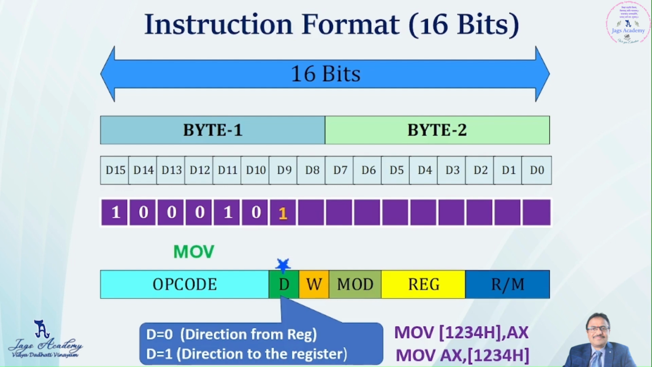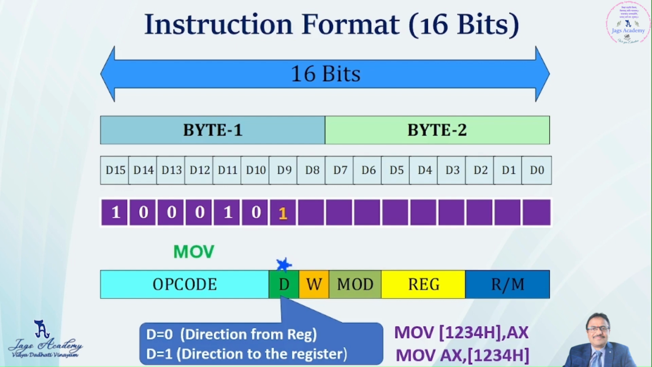Next bit is W. Now, while putting D bit, you are taking either data going to the register or data coming from the register. Now you remember which register that is. You have to keep it in mind. Can you tell me which register here? Here it is AX register. AX is how many bit register? 16 bit. That means data transfer is 16 bit, right?